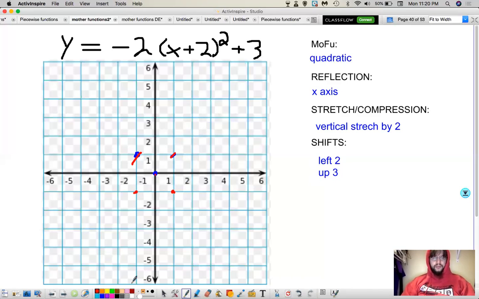Vertical stretch by 2. -1 becomes -2. 0 stays 0. 1 becomes -1, becomes -2. You're gone. Left 2, up 3. If I can count correctly. Oh, hey, look, this point comes back. And it is a quadratic, so make it look something like this. Nice round bottom. There we go. Beautiful. Perfect. Moving on.